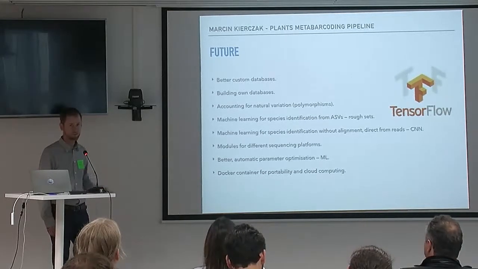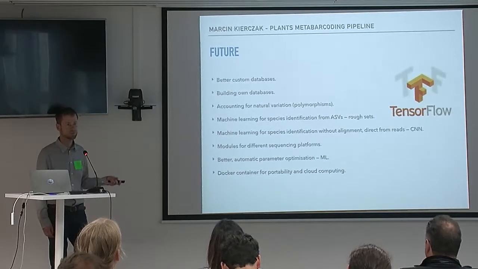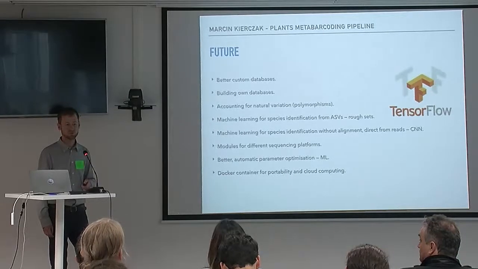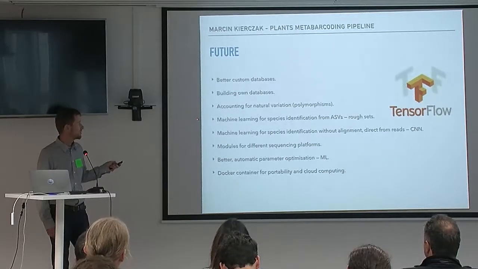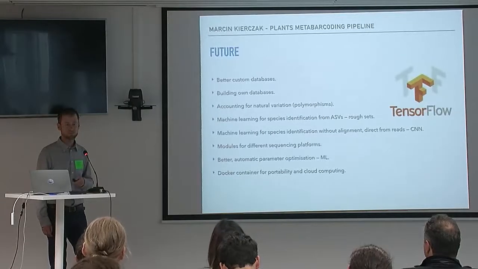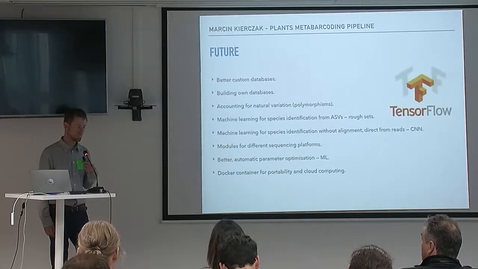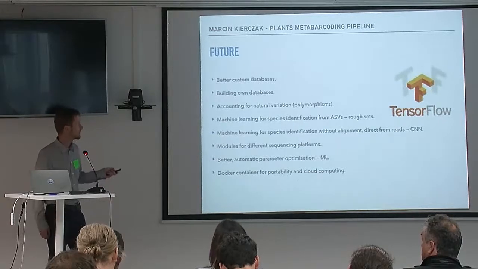So obviously better custom databases. I think it's the biggest bottleneck for us, at least in the plants world, because there are a lot of species with wrong identifications because the taxonomist could not identify the voucher from herbarium correctly, or for many other reasons. We are building our own databases because there is a lot of local variation as well. There are cultivars, there are local varieties that are different between even different parts of the country sometimes.